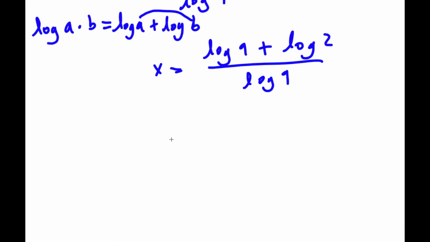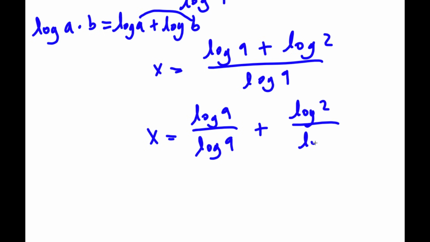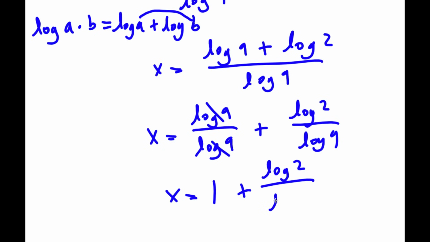Now, this is the same thing as log 9 over log 9 plus log 2 over log 9. All I simply did was divide this into two parts, because if you add these again, you'll simply get log 9 plus log 2 over log 9. So now, log 9 over log 9, these two cancel out, so this is the same thing as 1. So I have 1 plus log 2 over log 9.